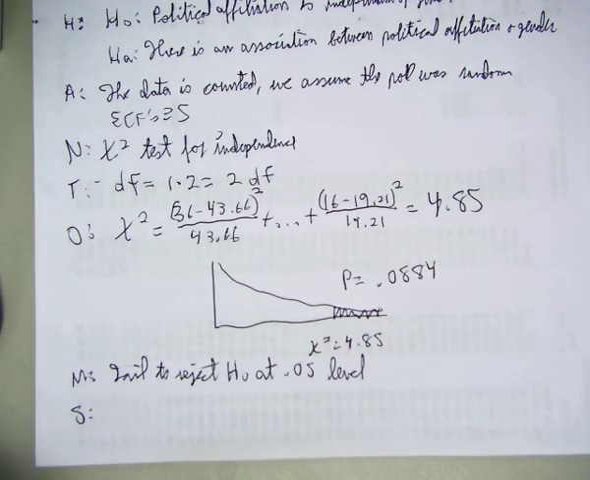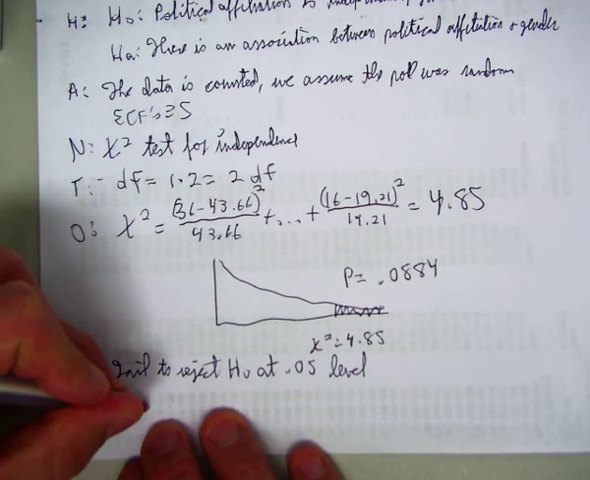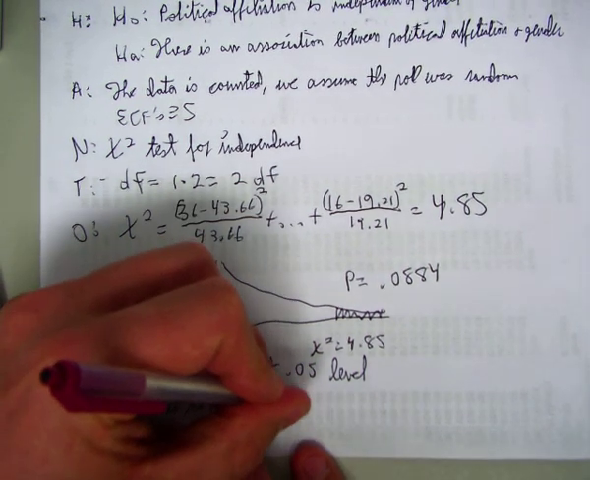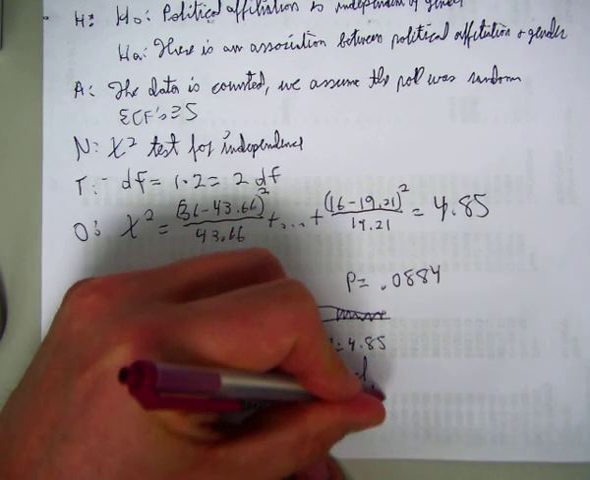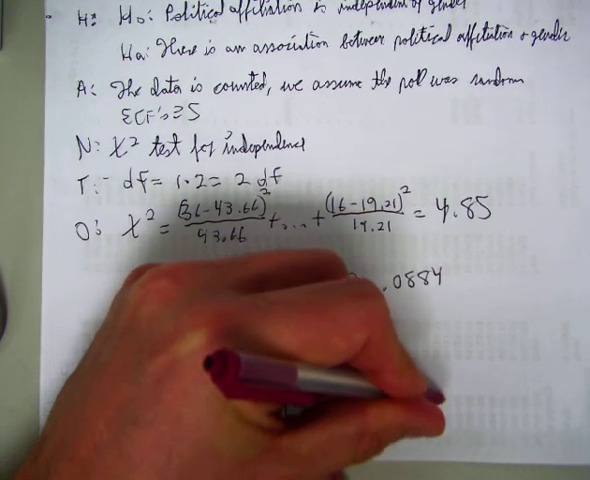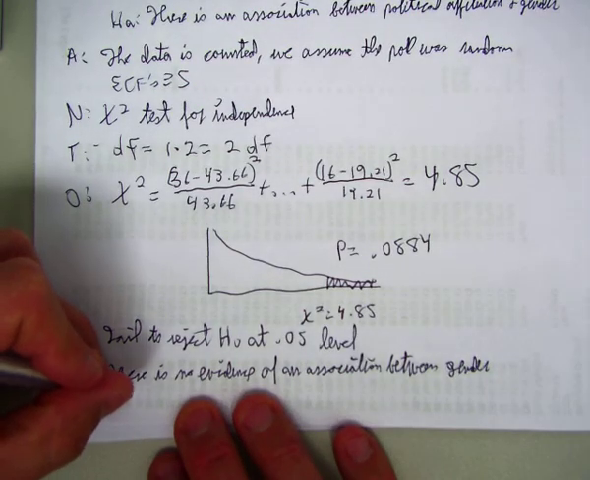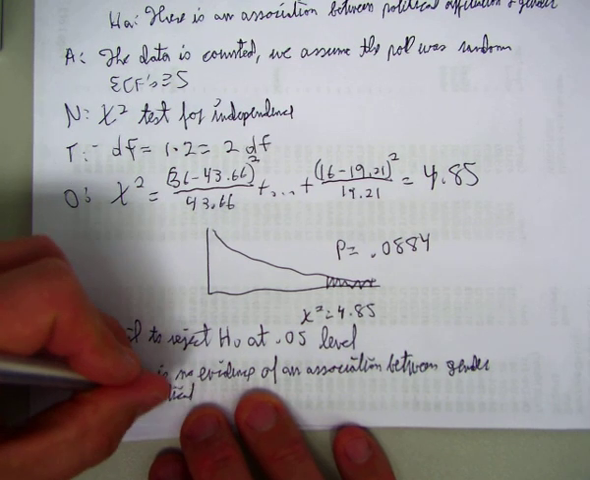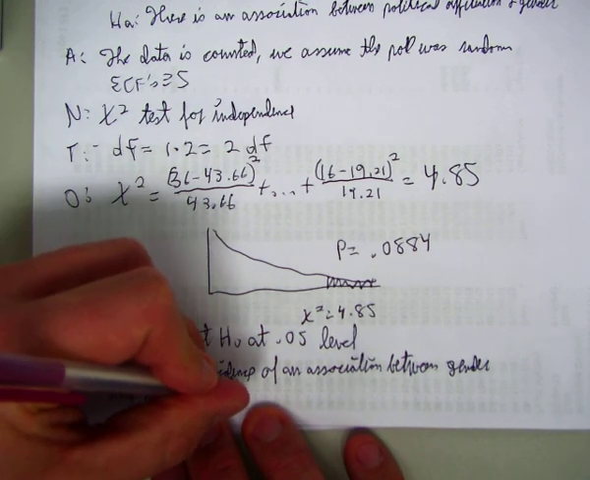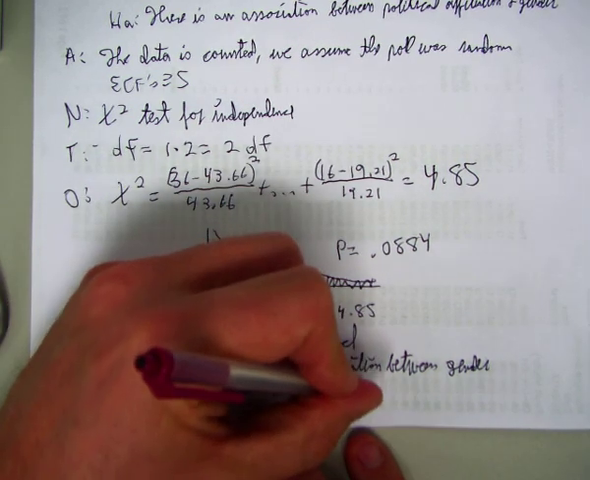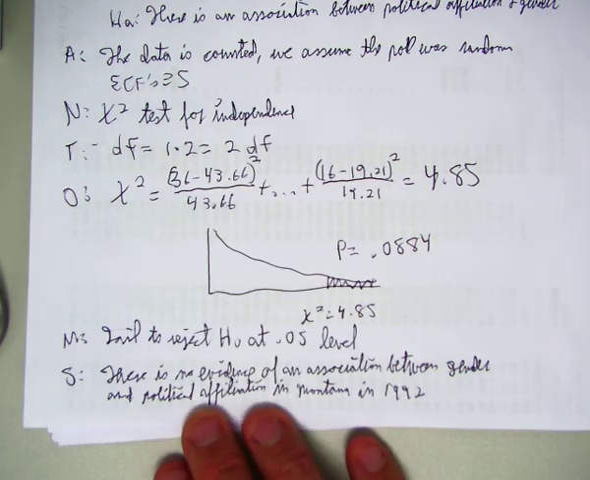Okay, be careful with this one, because people always want to say there's evidence it's independent. Well, that's accepting the null. You can't accept the null. So all we can say is there is no evidence of an association between gender and political affiliation in Montana in 1992. And that's the end of that.